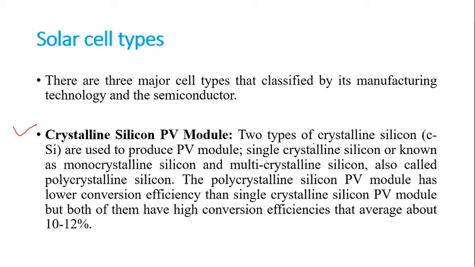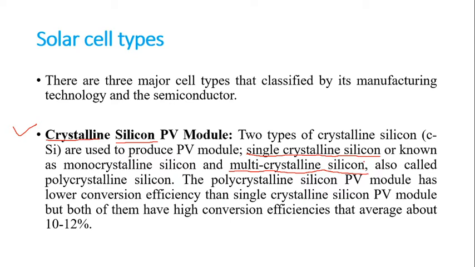Two types of crystalline silicon module, which we can also call c-Si, C for crystalline and Si for silicon, are used to produce PV modules: single crystalline silicon, also known as monocrystalline silicon, and multicrystalline silicon. So this is the second one, multicrystalline silicon.